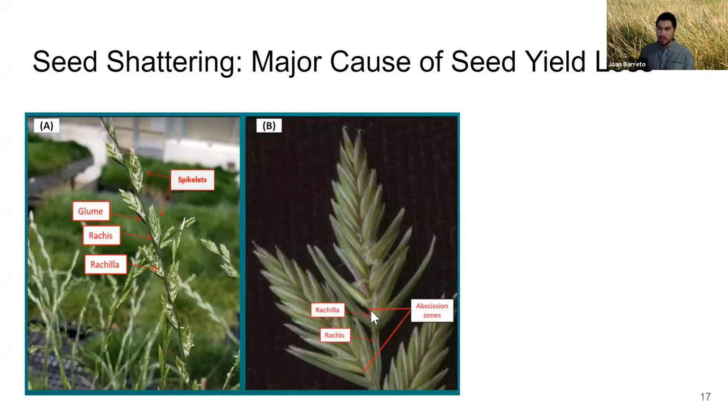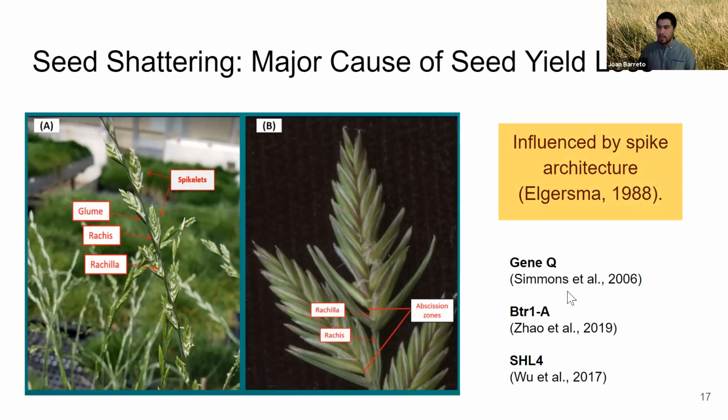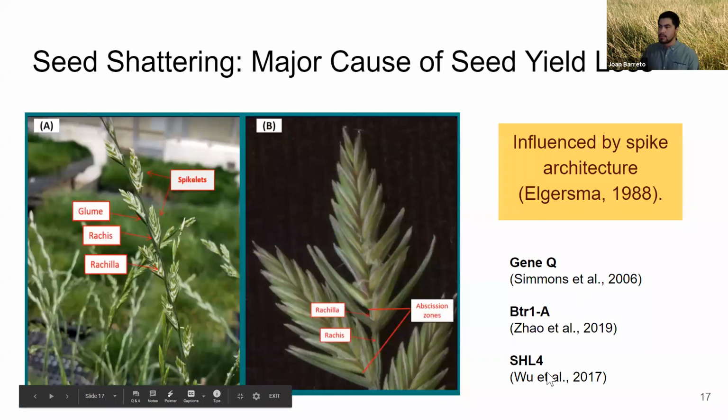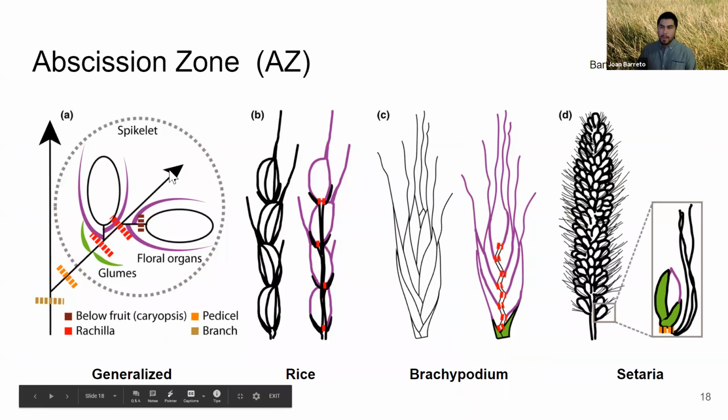We know that seed shattering is highly influenced by the spike morphology. And this is not only in perennial ryegrass, as there are genes that control both the spike or inflorescence architecture as well as seed shattering, as is the case of gene Q and BTR1-A in wheat, as well as CHL4 in rice. But there are many other cases that have shown they control both shattering and spike morphology. So we know that shattering depends on the abscission zone, and there is substantial variation in abscission in general across grasses.